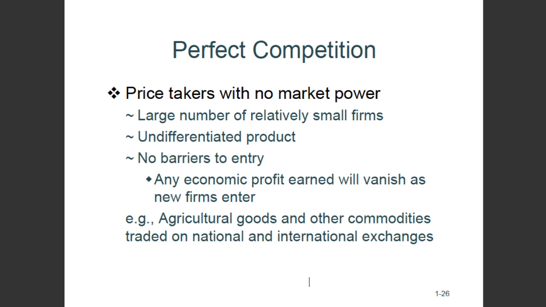We use as examples the agricultural goods and other commodities traded on national and international exchanges. That's a good example of perfect competition. So like rice, soybeans, etc. These are major factors of production in the food industry.